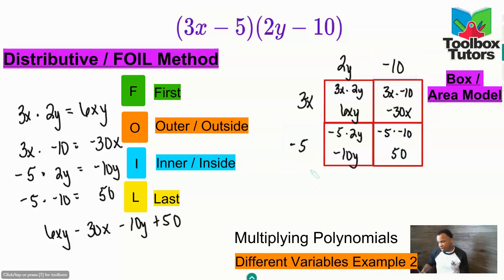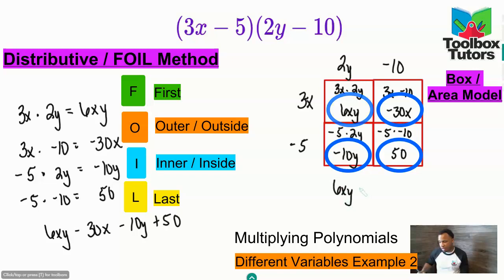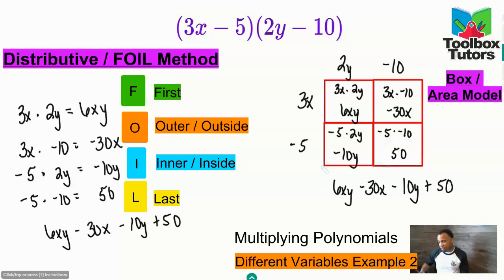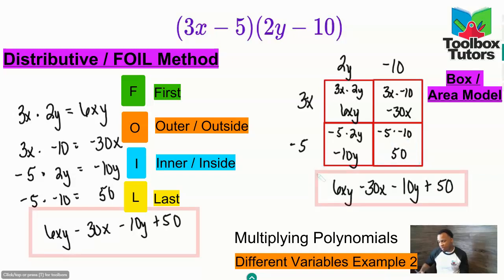So from here, we look at our 4 terms. Looking at these 4 terms, we see that none of these 4 terms are like terms. So we'll bring these terms down, and they'll all be part of our answer. So first we have 6xy. Next we have negative 30x. Then we have negative 10y. And last we have positive 50. And there we have our final answer.